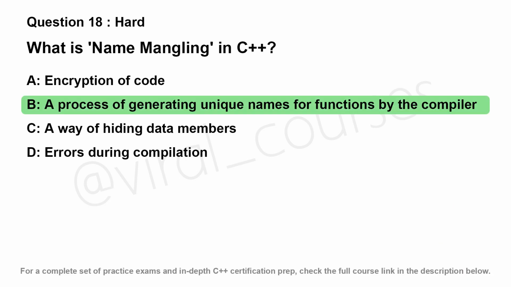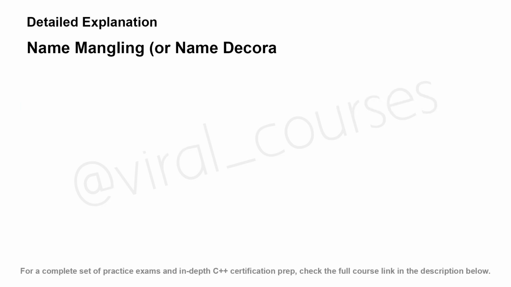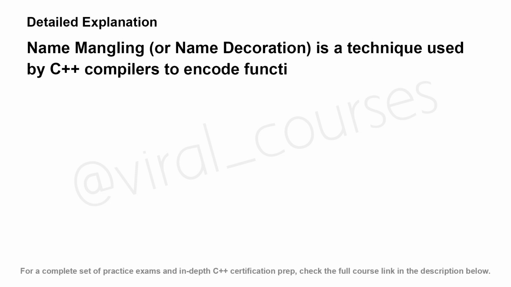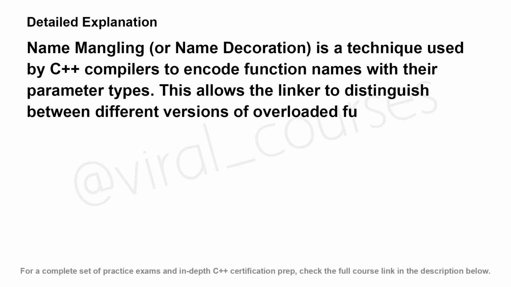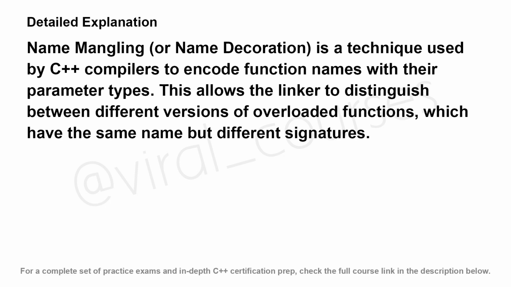The correct answer is B. Name mangling, or name decoration, is a technique used by C++ compilers to encode function names with their parameter types. This allows the linker to distinguish between different versions of overloaded functions, which have the same name but different signatures.